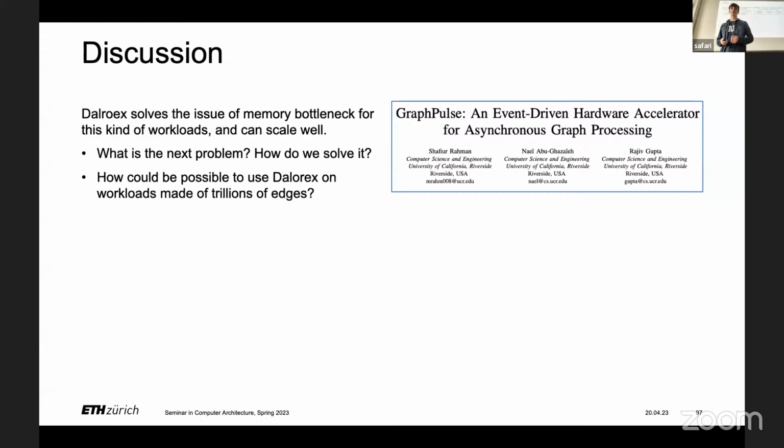The next question is going to be, how could it be possible to use Dalorex on workloads that are made of trillions of edges? So the Dalorex chips that I presented to you can work on graphs made of a few billions of edges, I believe. So what does happen when you have simply a much larger graph? What do you think you can do?